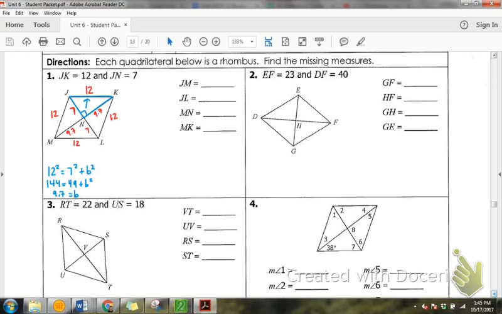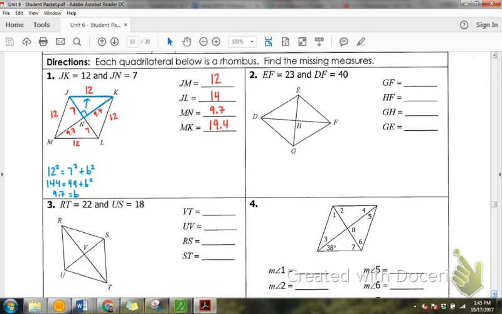So JM, 12. JL, how are we going to figure JL? Okay, so Sebastian, what is it? Good. 7 plus 7 gives me 14. MN, we wrote as 9.7. And MK, what are we going to do to find MK? 9.7 plus 9.7, which is? Good, 19.4.